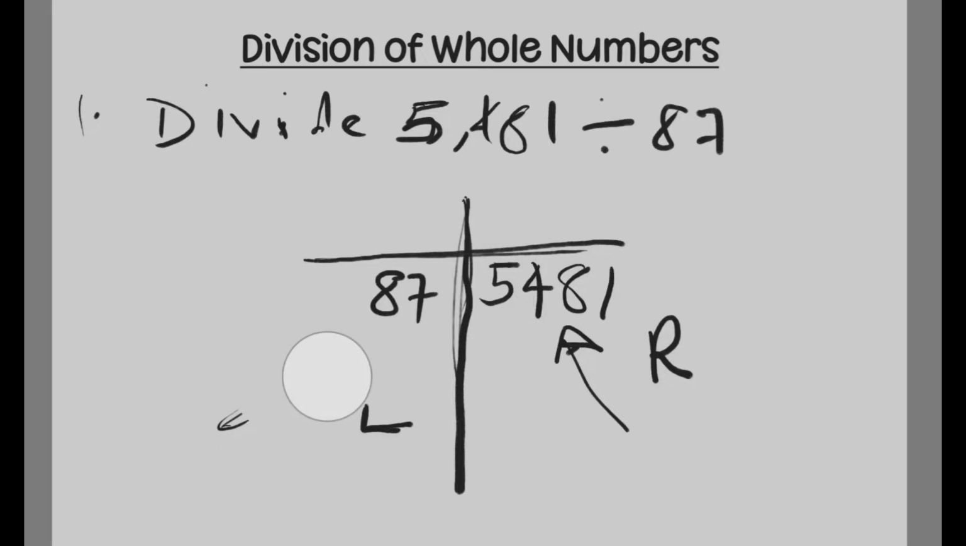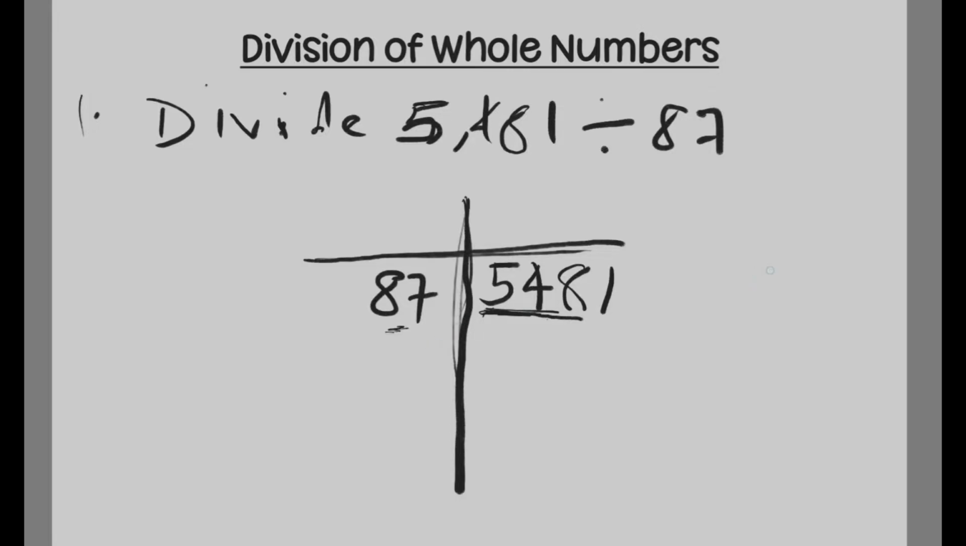Second thing you want to do when you divide is, if the first number is smaller than the number you have on the right, if this first number here, I'm going to use this 5, is smaller than the 87, then you can't divide, you got to go to 54. Now, if 54 is also smaller than 87, then you're going to have to go 548. So when you go 548, then you're looking for the number that you can use to divide 548.